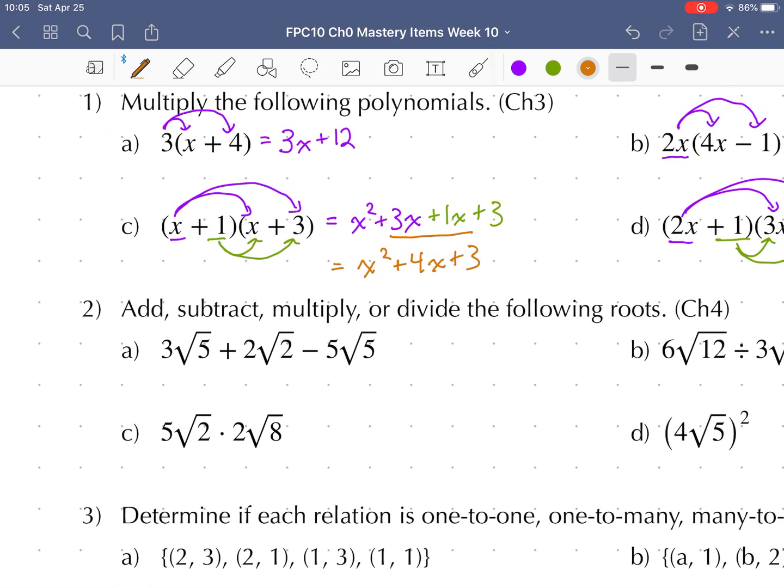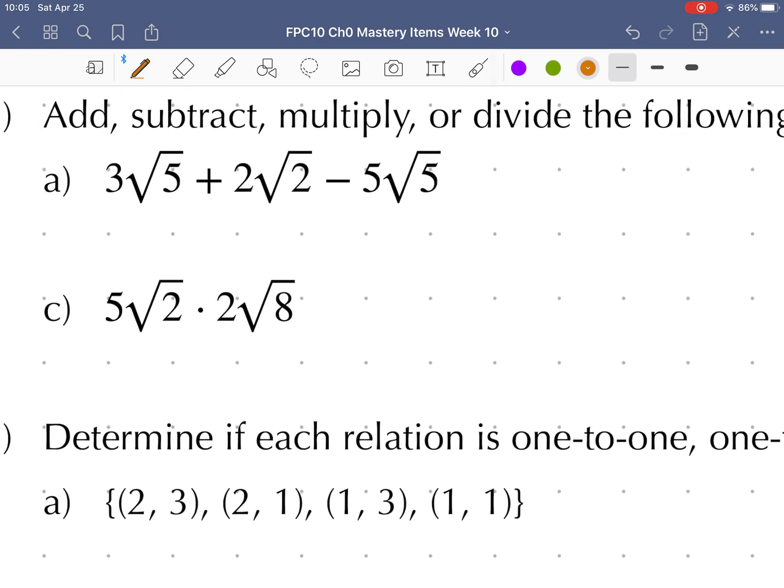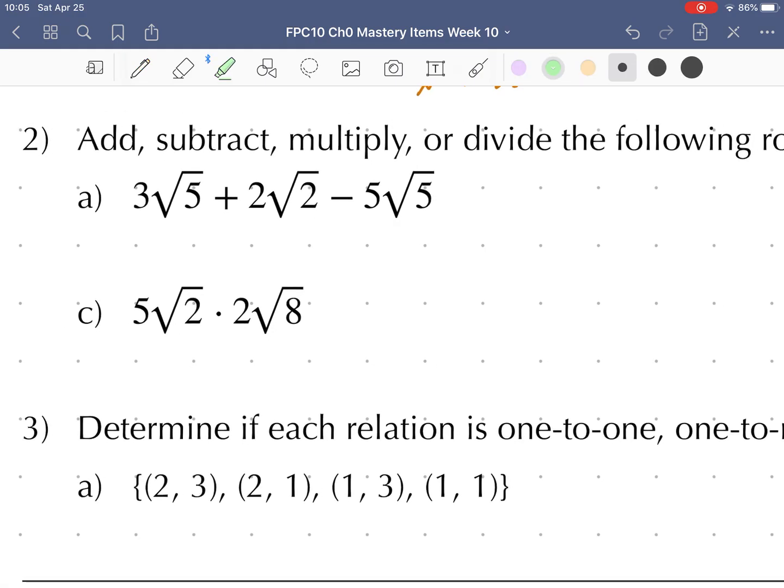Alright, we're going to add, subtract, multiply, or divide the following roots. Remember, we can only add or subtract roots if they have the same radicand. So that's how we determine if they're like terms. Look, this one has a radicand of 5, and this one has a radicand of 5. So we are going to deal with these coefficients. 3 subtract 5 is negative 2 square root 5. So 3 square root 5s subtract 5 square root 5s is negative 2 square root 5s.